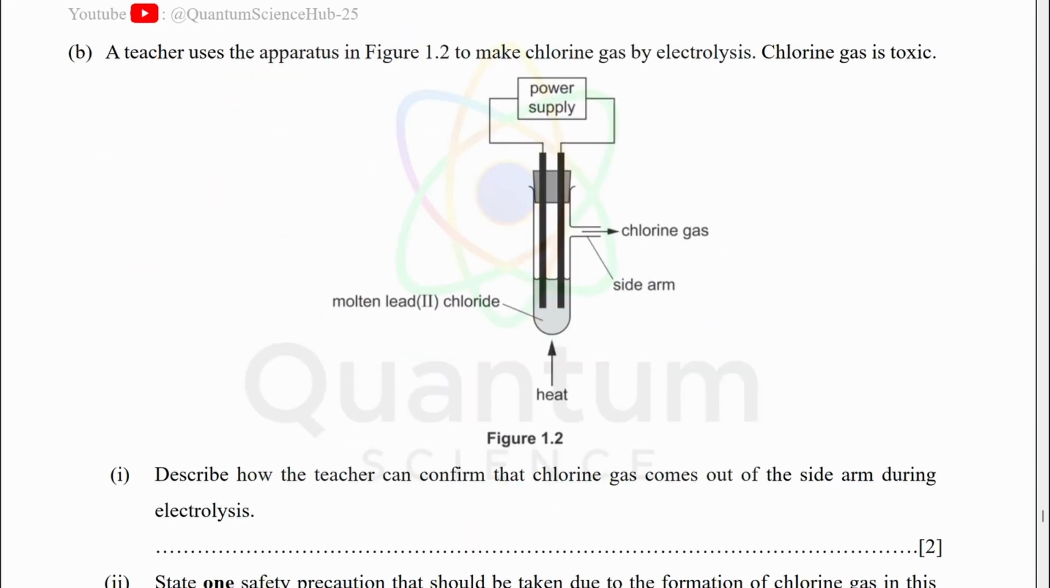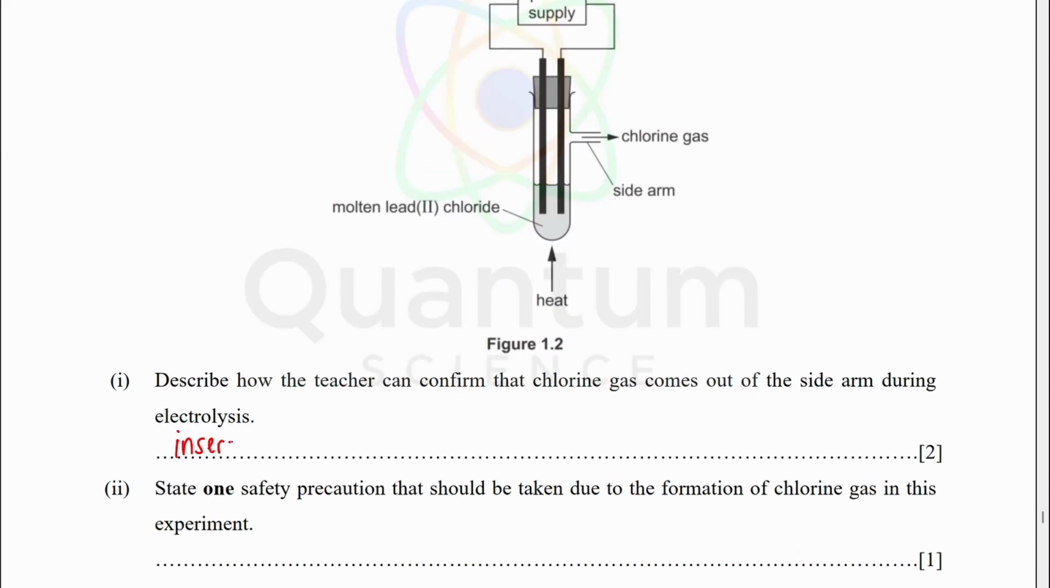Next, a teacher uses the apparatus in figure 1.2 to make chlorine gas by electrolysis. Chlorine gas is toxic. Describe how the teacher can confirm that chlorine gas comes out of the side arm during electrolysis. So this side arm and the output here is chlorine gas. So what is the test for chlorine gas? So we can insert damp litmus paper and it will bleach or turn white.